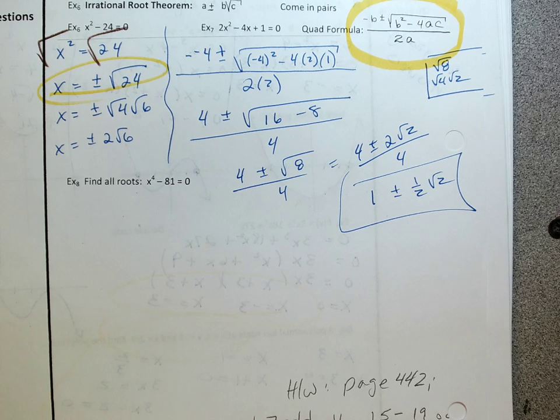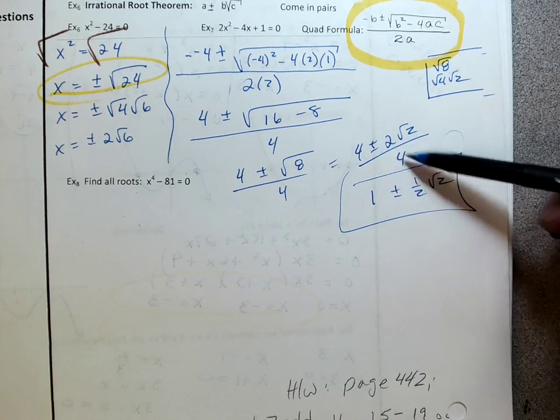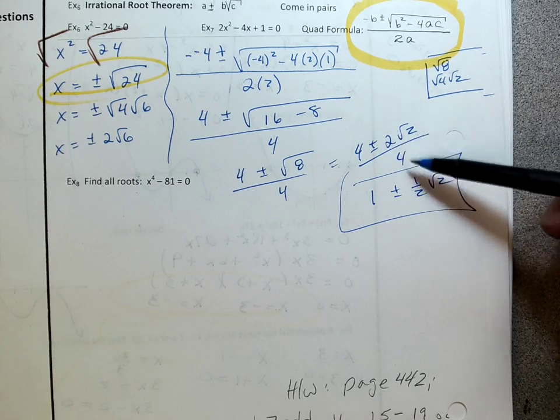Okay. You guys see where I got the 1 from? 4 over 4, and the 1/2 is from 2 over 4, right?